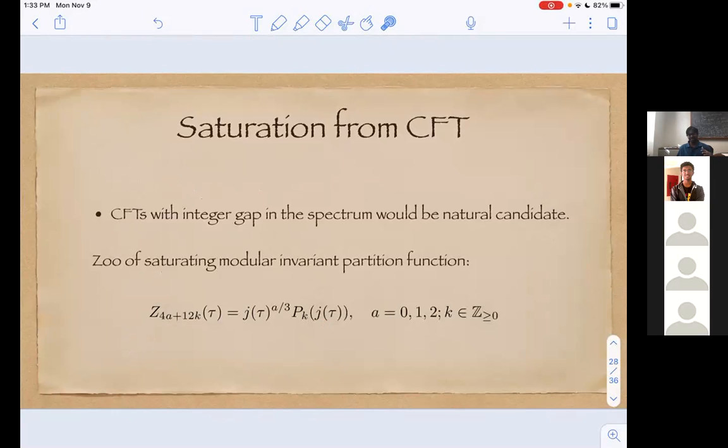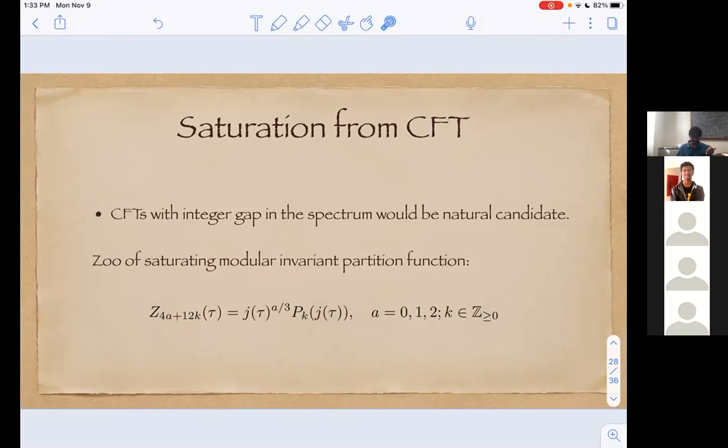And the J function is the modular invariant partition function for the monster CFT. So once we have this, for any central charge which is a multiple of 4, we can construct a modular invariant partition function with an integer gap. And whenever I have an integer gap, the CFT spectrum would saturate these inequalities I wrote down before.